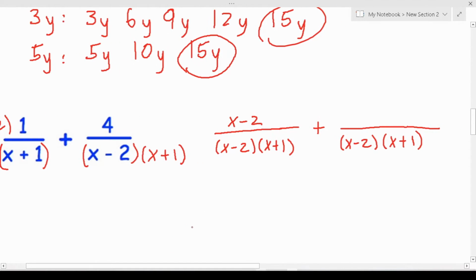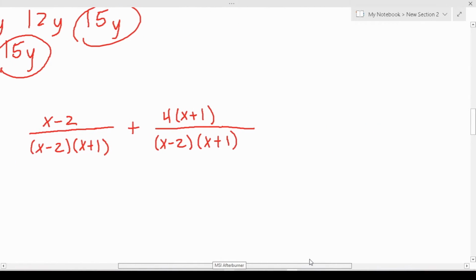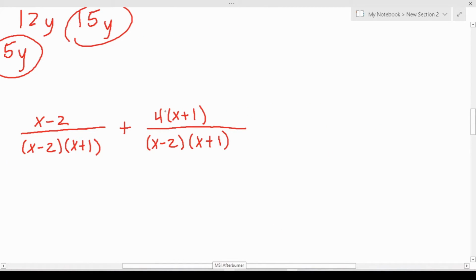In order to rewrite this fraction such that it had a denominator of x minus 2, x plus 1, we had to multiply it by x plus 1. So we're going to do that to its numerator as well. So this numerator is going to become 4 times x plus 1. All right, before we add these, let's go ahead and work out this 4 times x plus 1.